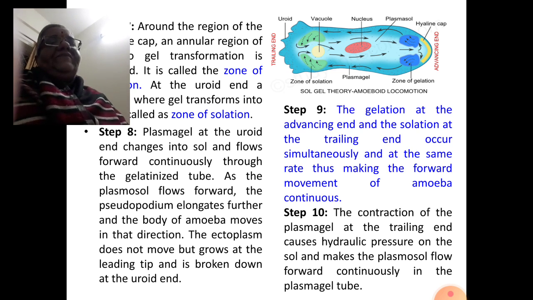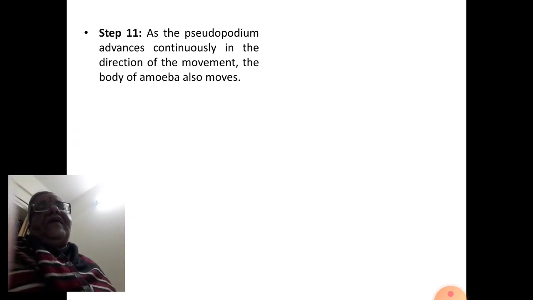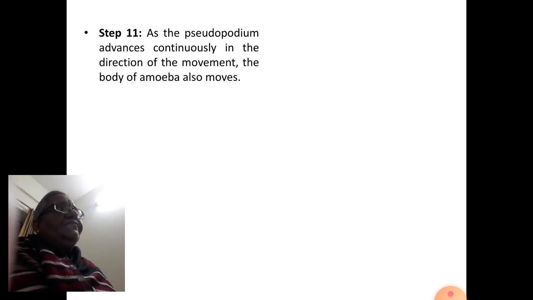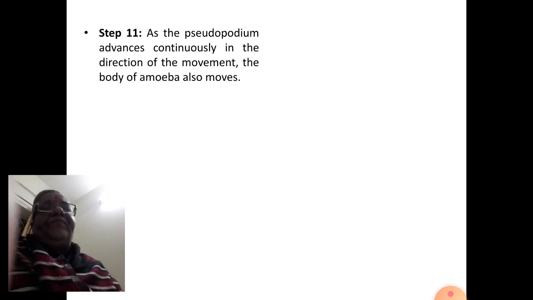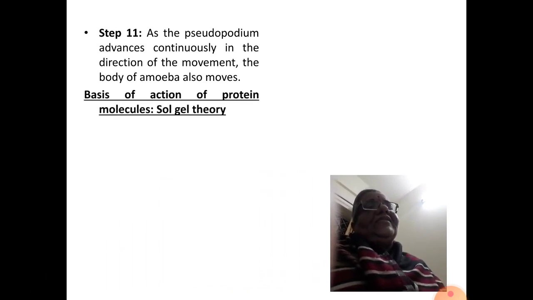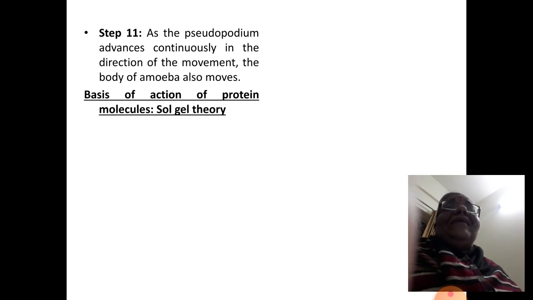Then step 11. As the pseudopodium advances continuously in the direction of the movement, the body of the amoeba moves. So this theory, which convincingly explains the formation of pseudopodium and the movement of amoeba, is known as the sol gel theory proposed by Hyman. Then, all the time I was telling, sol transforms itself into gel by losing water and gel transforms into sol by gaining water.